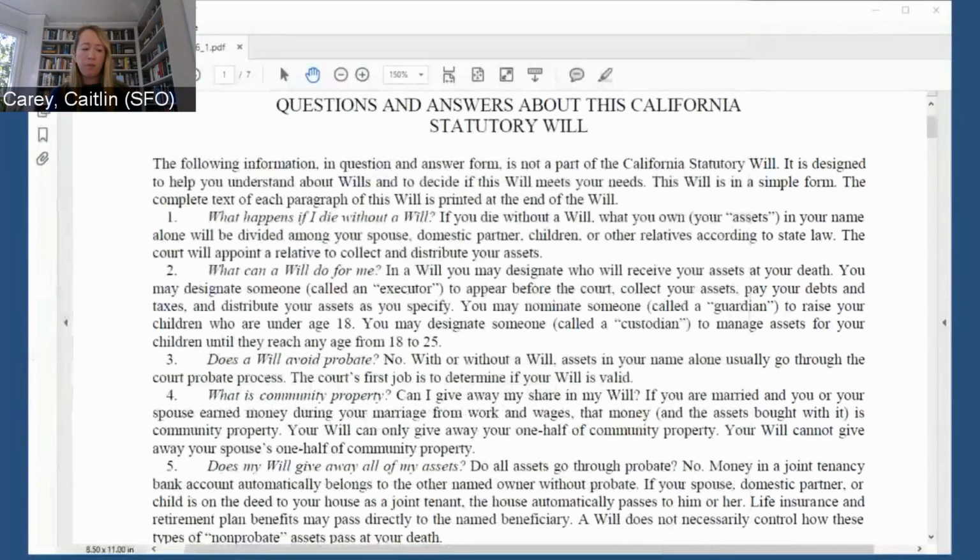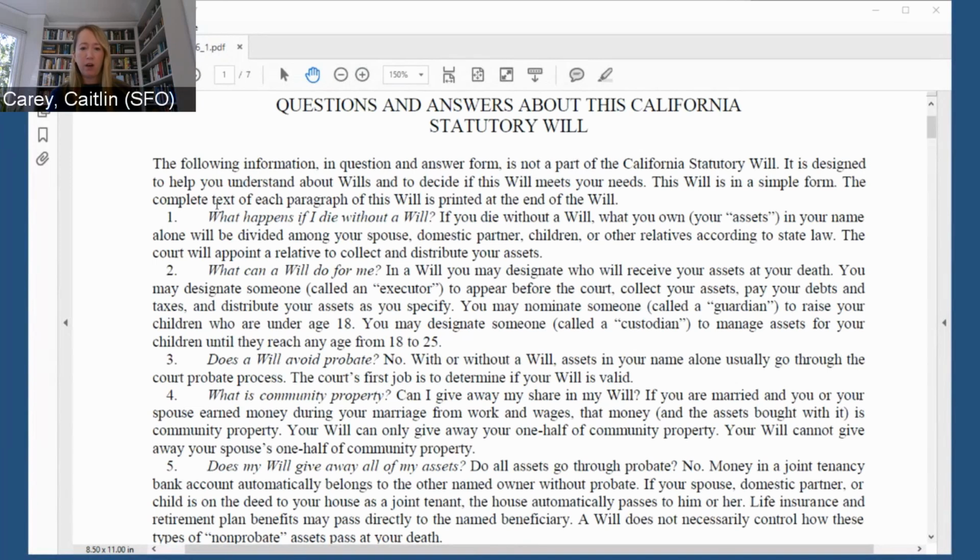Before Jeff gets started on that, I want to talk about what the will can actually control, because it's a little counterintuitive, but the will doesn't necessarily control disposition of all of your assets at your death. So it's important before you fill this out to really understand what this will can and cannot do.